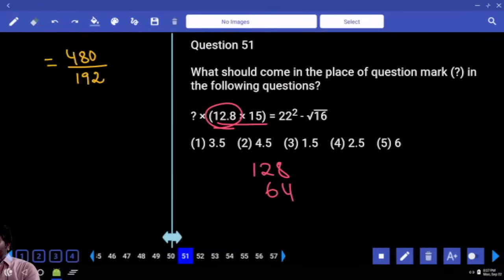192, 48. How many times? 48, how many times is 480? Come on, 10 times. 48, 4 times. 10 by 4, 2.5. 48 into 192. Forget about 0.